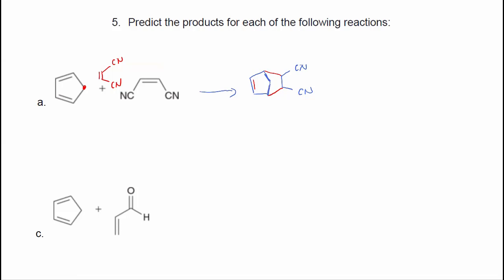So that's the flat version. If you want to draw it out the other way, it would look like that, with the CNs. And then your double bond. All right, and then why don't you try C?